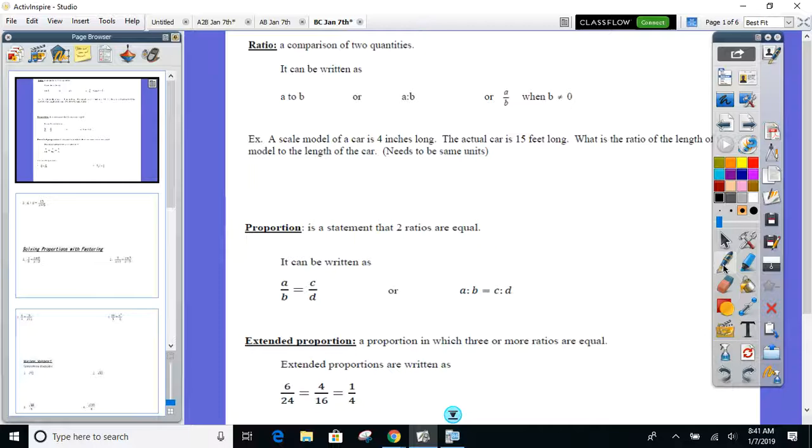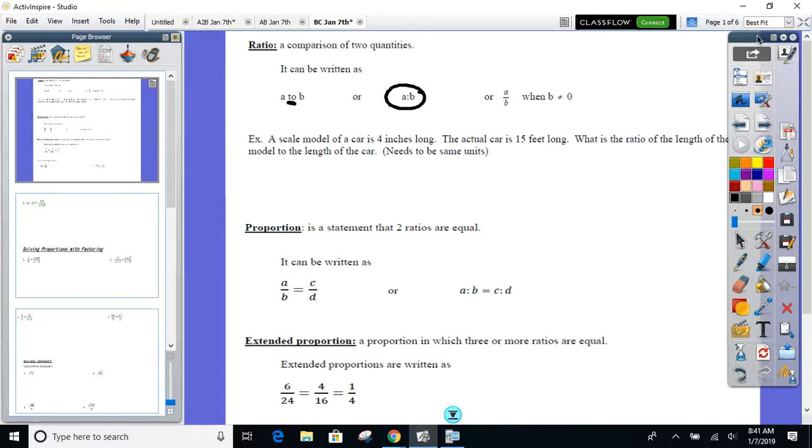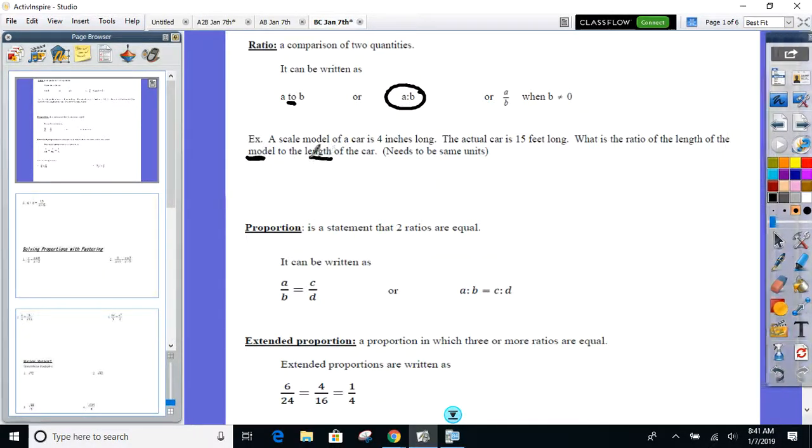A bunch of different ways I could write it. I could write the word "to" in between. Here's how we're probably going to see it, with those colons in the middle. A to B. Quick example of how to write a ratio. I've got a scale model of a car, 4 inches. The actual car is going to be 15 feet. What's the ratio of the length of the model to the length of the actual car?